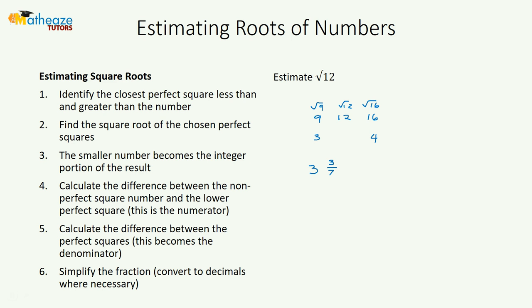Now we can convert this to a decimal. 3 over 7. 7 goes into 30 four times, that gives us 28, leaving 2, and then 20 gives us 14, leaving 6, then 60 gives us 56. So we can say this is going to be approximately 3.428. So that's just an approximation.